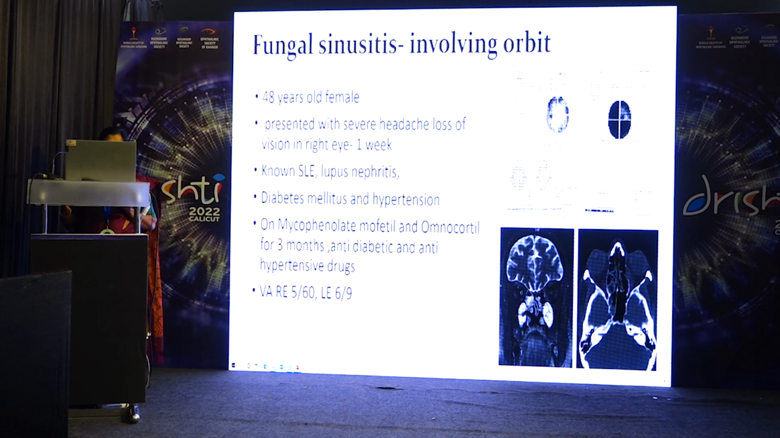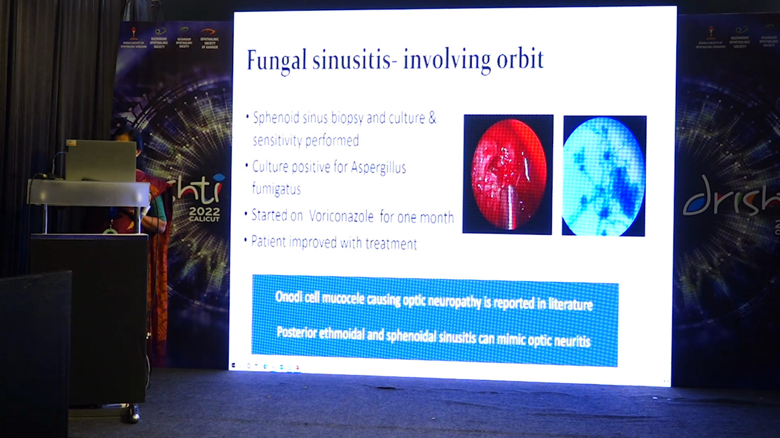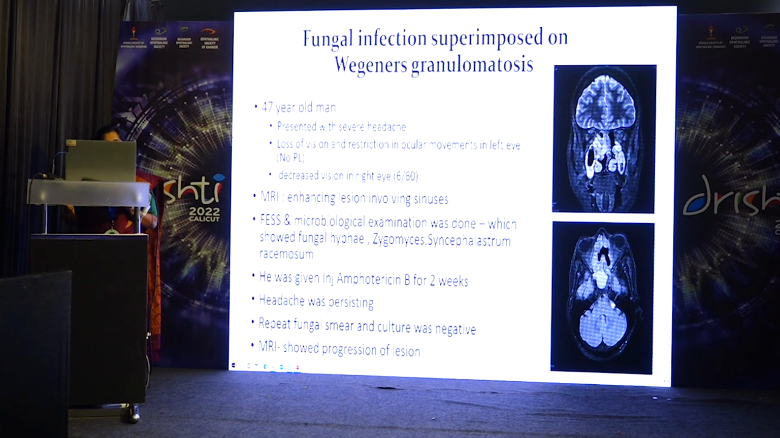And when any immunocompromised patient presents with ophthalmoplegia or decrease in vision, we have to suspect fungal infection of the sinus. If the fungal infection is confirmed, then we need to start antifungal agents depending on the fungus, either liposomal amphotericin or voriconazole. If there is involvement of the sphenoid sinus or posterior ethmoidal sinus, it can present as optic neuropathy. Sometimes you can get fungal infection and granulomatosis with polyangiitis together.